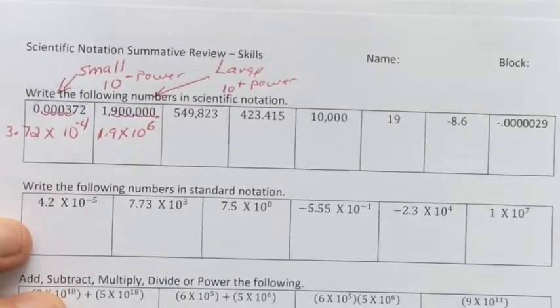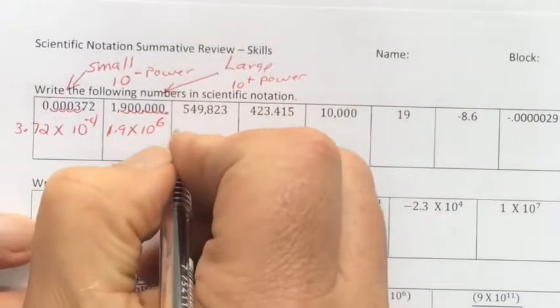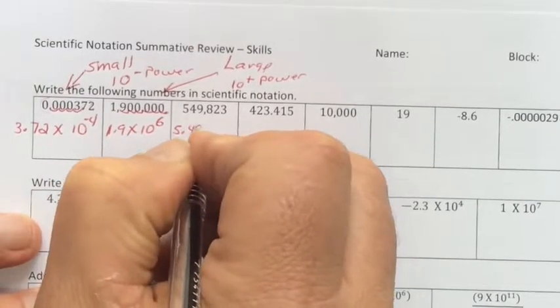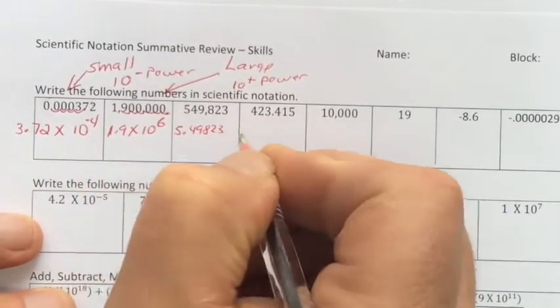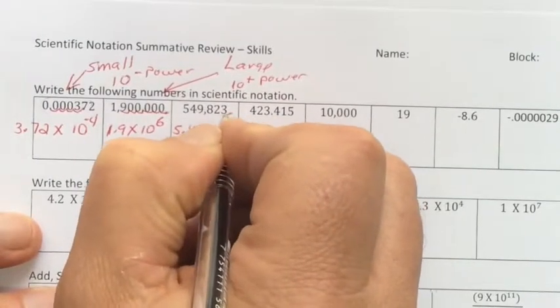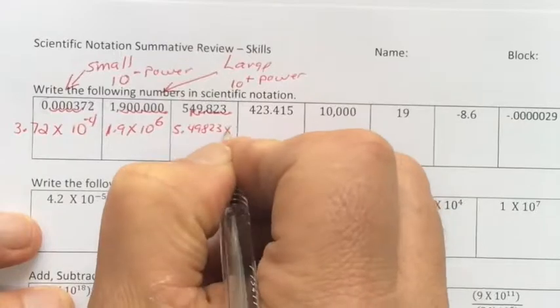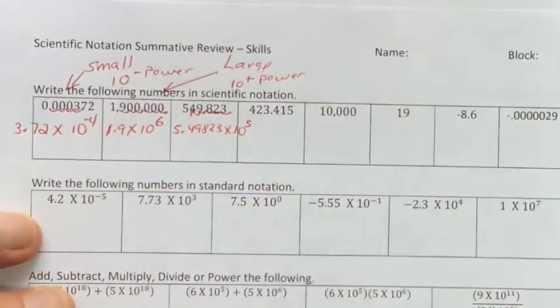Okay, the next one is a large number. It's going to be a positive power. We've got to get the decimal right there to 5.49823. Okay, so right there it is. That's 1, 2, 3, 4, 5. I moved it 5 spots to get there, so times 10 to the 5.